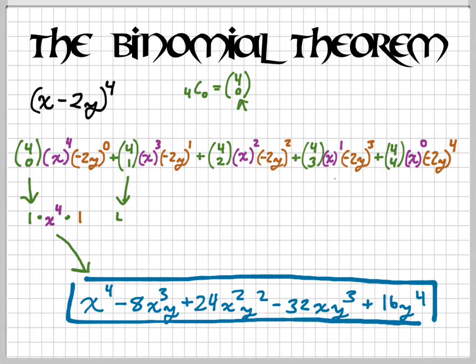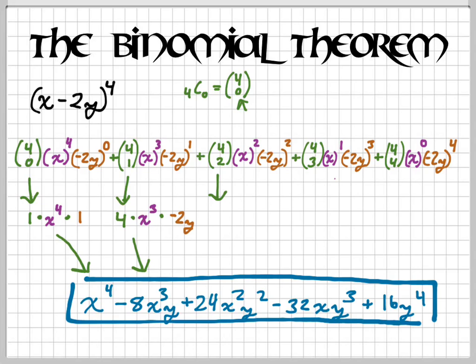The next one, 4 choose 1 equals 4. Our second term is x to the 3rd, and our third term is negative 2y. And it's negative 2 because it's an odd exponent. It stays negative. And then when we multiply those together, we get negative 8. We get our term down here, our second term. 4 times x to the 3rd times negative 2y. Negative 2 times 4 is negative 8. Okay?